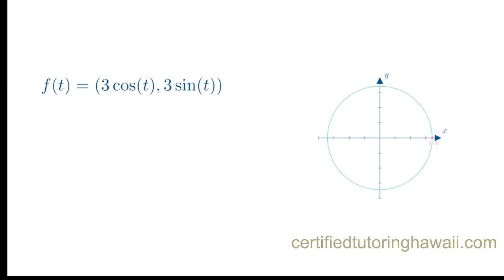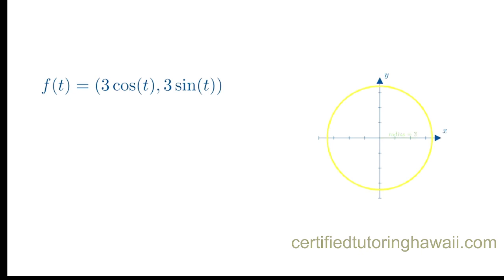The parameter t starts at 0, which corresponds to the point 3, 0. As t increases to 2 pi, our point travels once around the circle and returns to its starting position. This specific parametric function, 3 cosine t, 3 sine t, describes a circle of radius 3, centered at the origin, with a counterclockwise orientation.